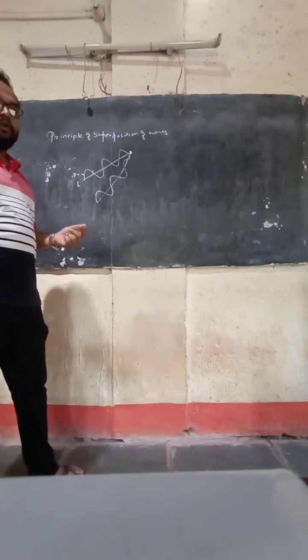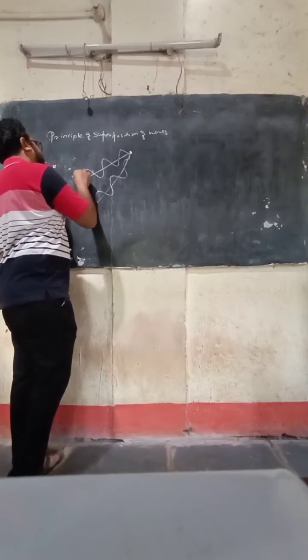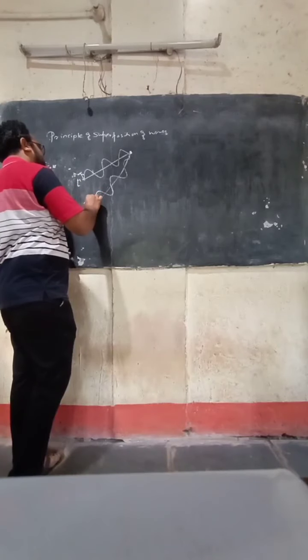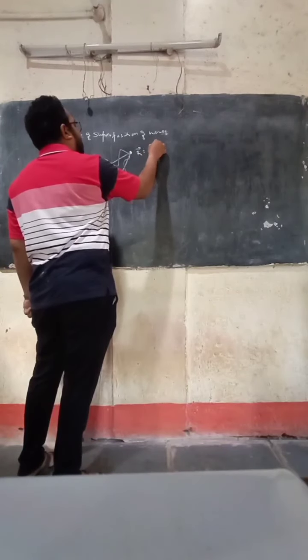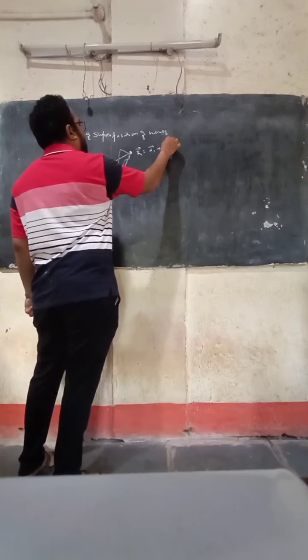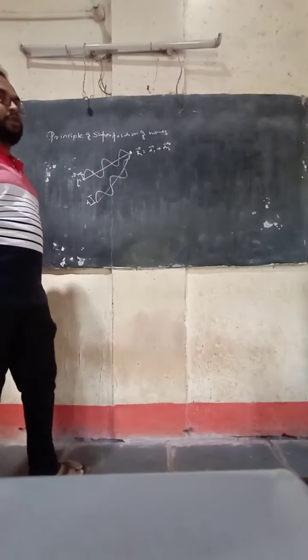of the individual amplitudes. Suppose the amplitude of this is a1, and the amplitude of this is a2, then the resultant amplitude is the vector sum of the individual amplitudes. This is the principle of superposition of waves.